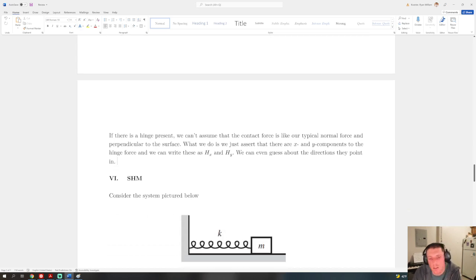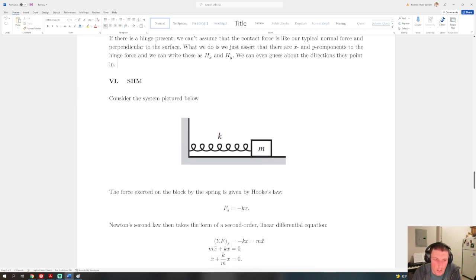So now I'm going to move on to simple harmonic motion. I don't want to go for too long tonight, but I guess we'll just see how things are going. So this is the setup, right? And we're just going to run through a very quick derivation of what this looks like. We're assuming a frictionless surface, so there's no friction between the block and the floor.